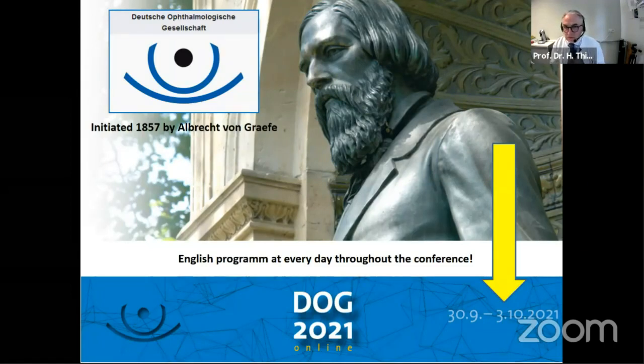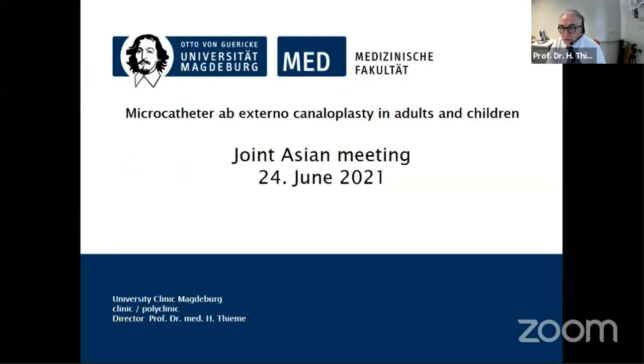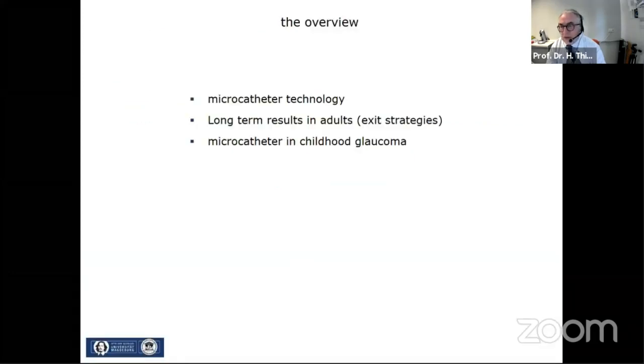I would like to share some data and some techniques with you in the glaucoma surgical field, which is canaloplasty. This is the topic of my talk. I would like to share some experience with the microcatheter, the iTrack catheter, ab externo canaloplasty in adults and children. The technique was developed by Stegmann. This is the overview. I just have three topics: long-term results in adults, and what I do with the catheter with my group in childhood glaucoma, severe childhood glaucoma.